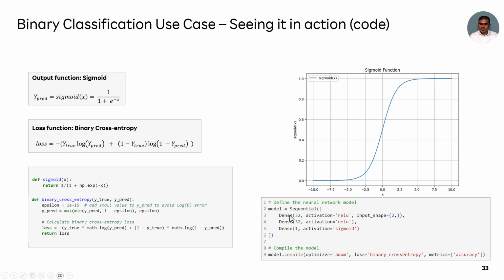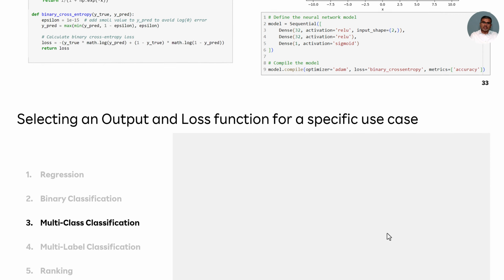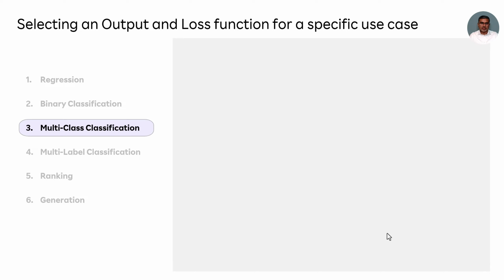Building the network is very simple. You essentially have multiple hidden layers with as many neurons as you think are appropriate. The activation function I use is ReLU, and then the output function is sigmoid, and the loss function is binary cross entropy. Now let's move on to the second type of classification use case, which is what we call multi-class classification.